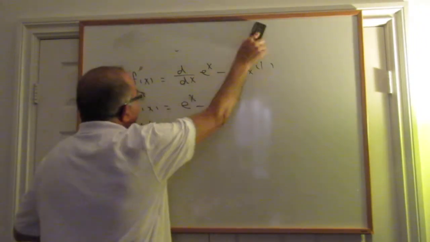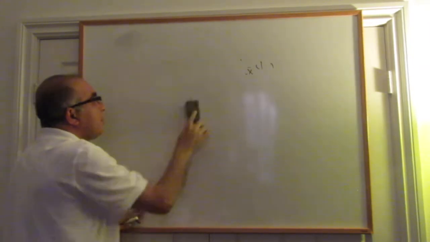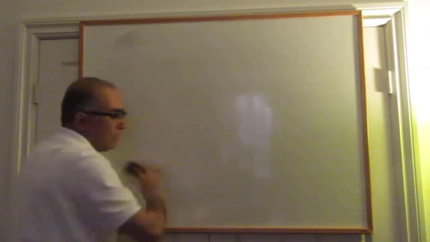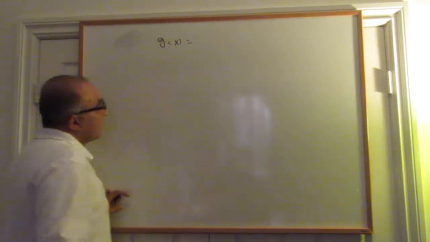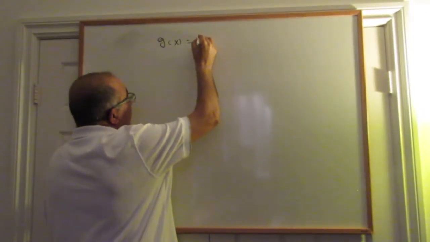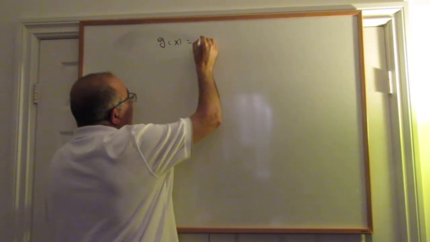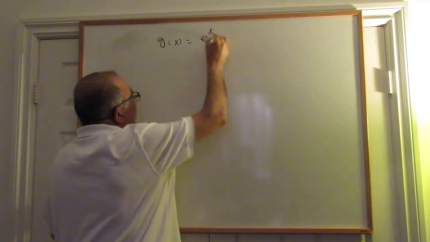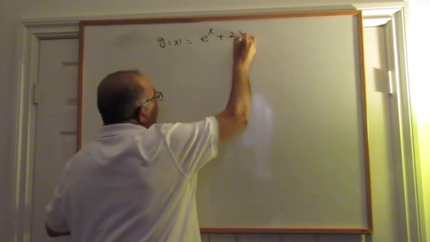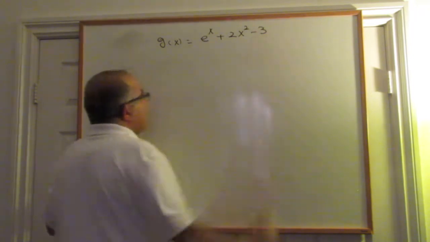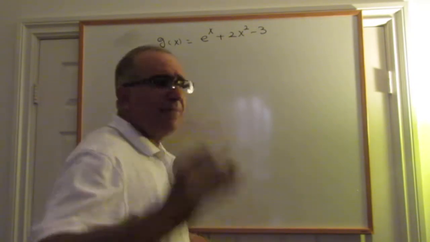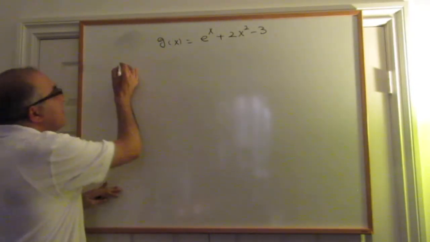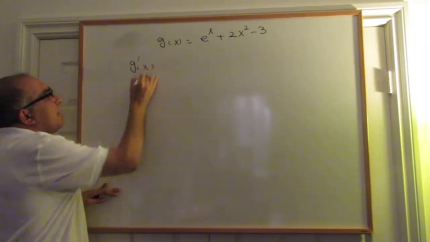Let's take one more example to make it more clear for you. For example, a function g of x equals e to the power of x plus 2x squared minus 3 is given to you. They are asking you in part A to find the first derivative of this function. It means first find g prime of x.